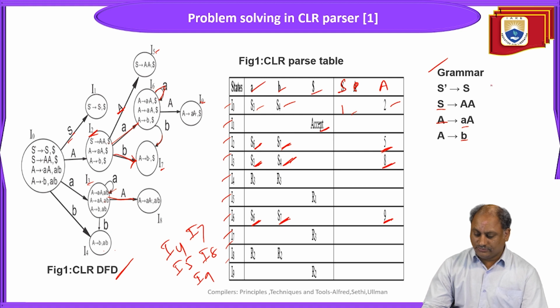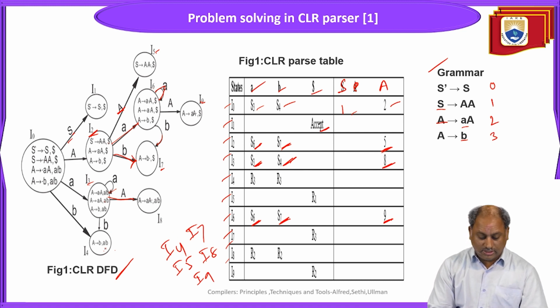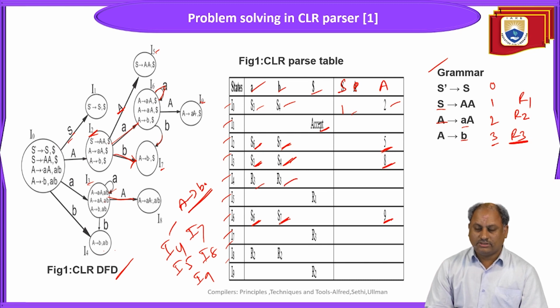The productions are numbered 0, 1, 2, 3. I4 contains the production A derives b dot, so A derives b is R3. This is to be considered as reduction step R3, and we use the follow of A, that is a and b.